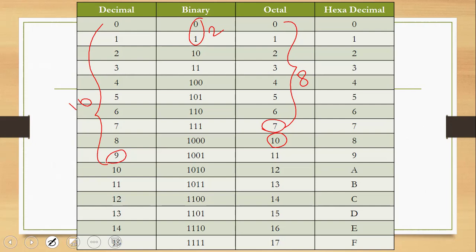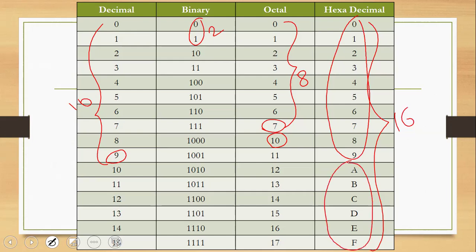In hexadecimal, it has totally 16 combinations because it is base 16. The first 10 numbers are 0 to 9, and the next 6 we represent with alphabets: A, B, C, D, E, and F. Here A is equivalent to 10 in the decimal number system, and B is equivalent to 11 in the decimal number system, and likewise.